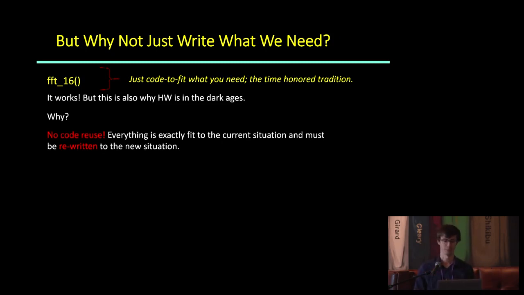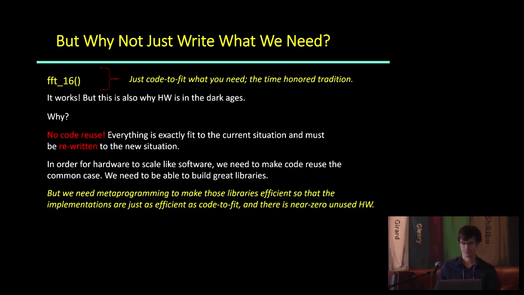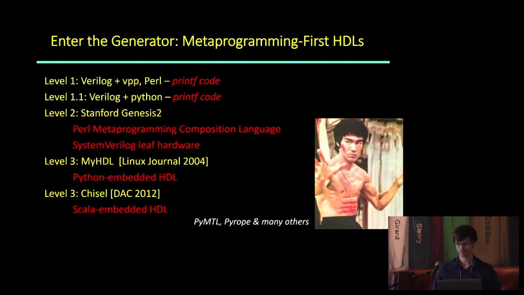We need to have some sort of a standard template library that you can use to customize all of your code and use as a foundation to accelerate. So in order for hardware to scale like software, we need code reuse to be the common case, not the exceptional case. We need to build great libraries that are able to be used with very little hardware overhead. When you use hardware metaprogramming, you can get this to near zero overhead, which is the ultimate goal.